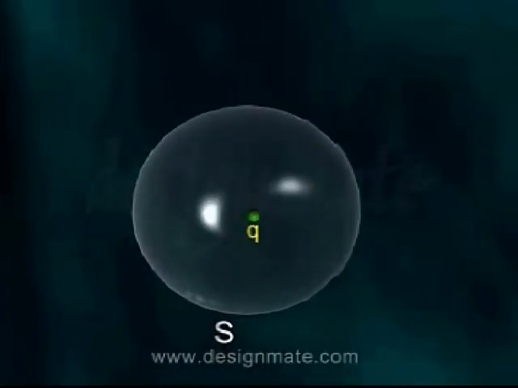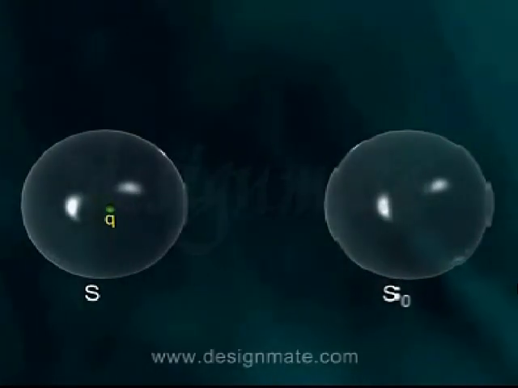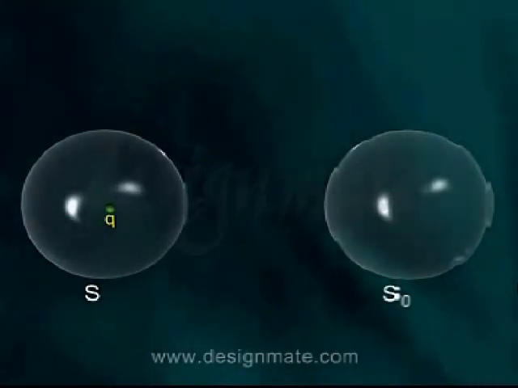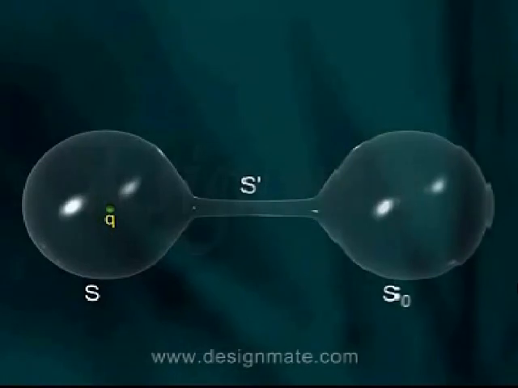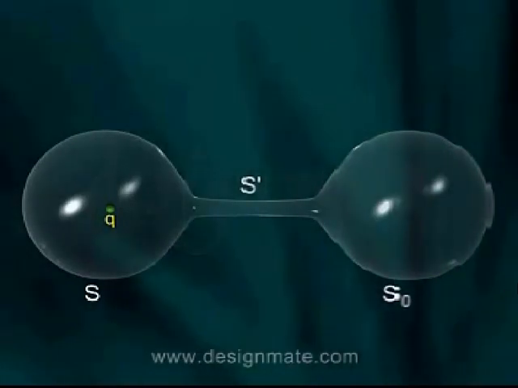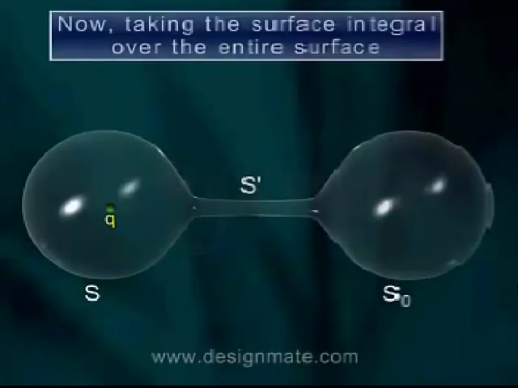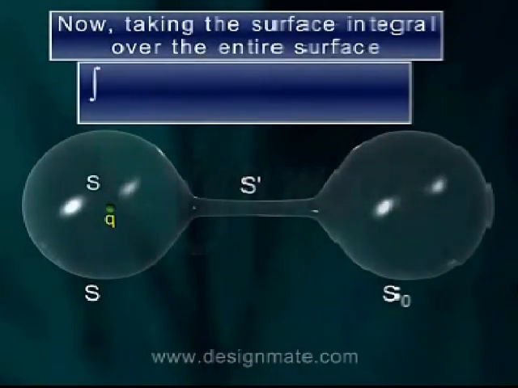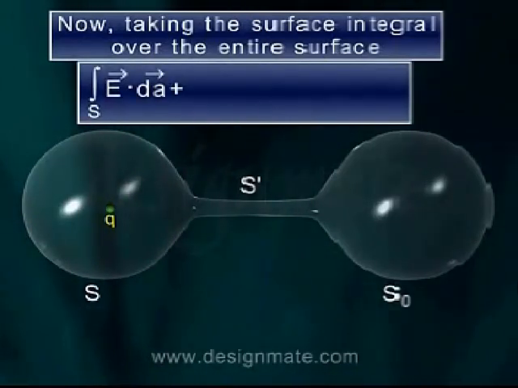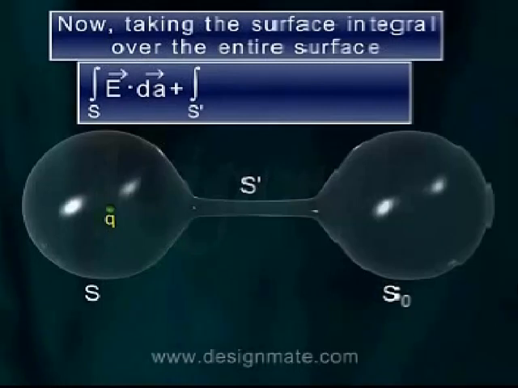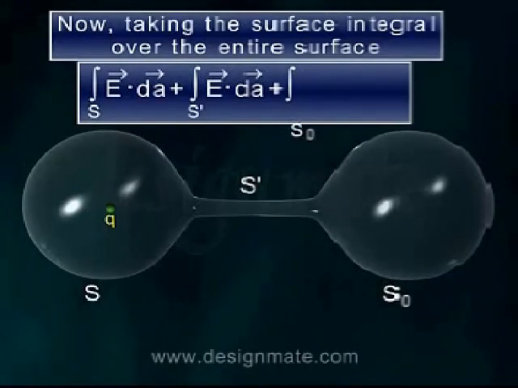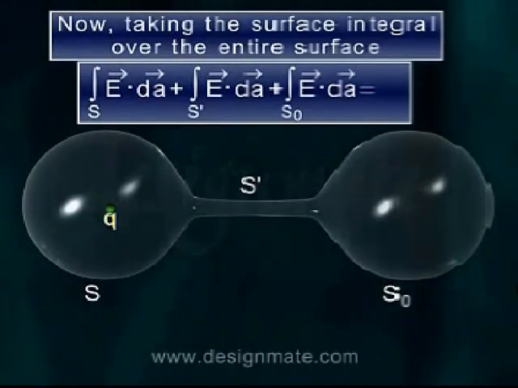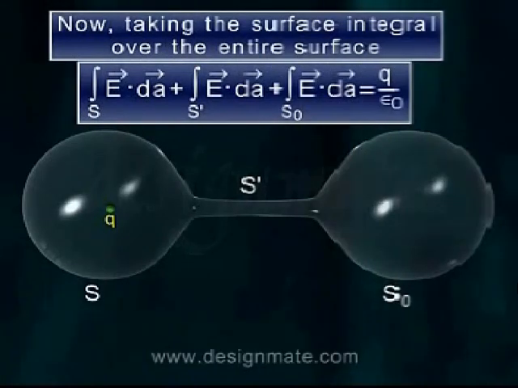In the figure, the surface S encloses the charge Q, while the surface S0 does not enclose any electric charge. Let us consider that these two surfaces are connected by a fine tube as shown in the figure. Now taking the surface integral over the entire surface shown in the figure, therefore integral S vector E into vector dA plus integral S dash vector E into vector dA plus integral S0 vector E into vector dA is equal to Q upon epsilon 0.